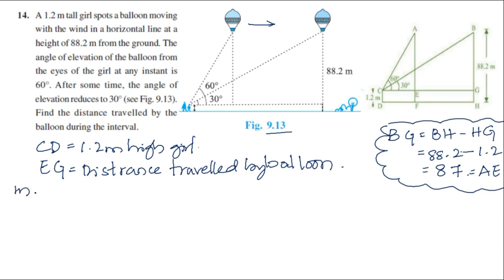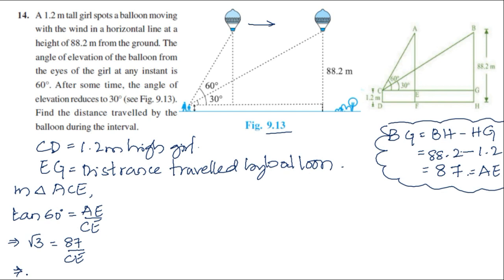Let me consider the triangle ACE. In this triangle ACE, look at tan of 60 degree. Tan 60 degree is AE upon CE. The length of AE I have found, it is 87. The length of CE, we need to find it. The tan 60 degree is root 3. So root 3 is equal to 87 upon CE. We get CE to be 87 upon root 3.